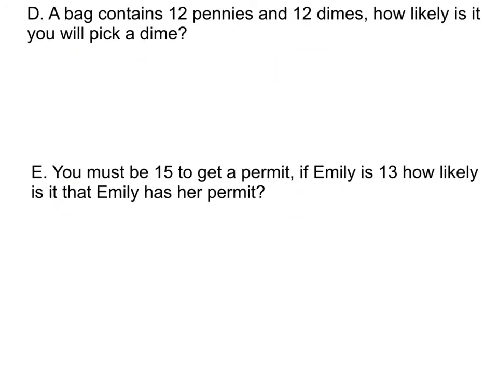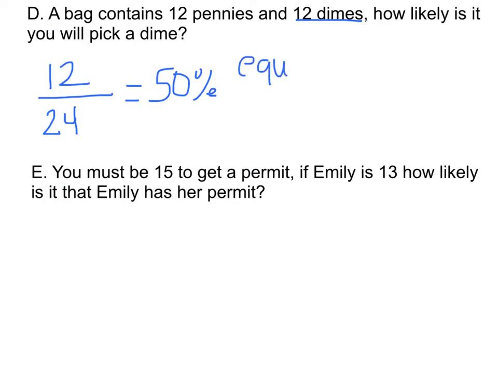All right, let's try these next 2 together as well. A bag contains 12 pennies and 12 dimes. How likely is it that you will pick a dime? So how many items are going to be in the bag? You have 24. You could actually try this, but we're just going to do it theoretically right now. If you want to pick a dime, how many dimes are there? You have 12 chances to pick a dime. So that's 50%, which means it's going to be equally likely that you will or you will not pick a dime.